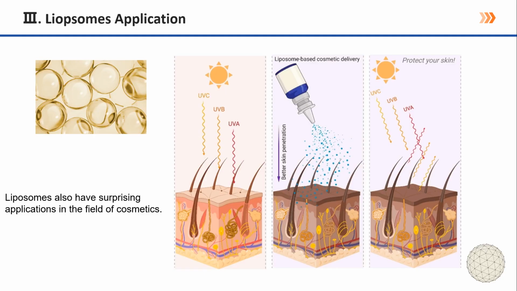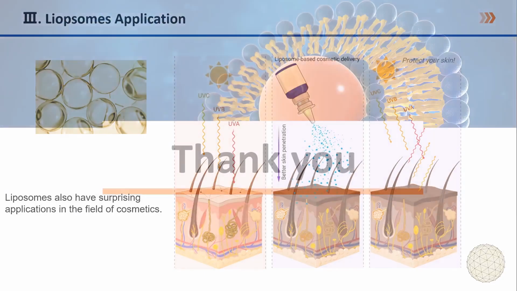It can wrap ingredients with sunscreen function inside and then form a protective film on the surface of the skin. When ultraviolet rays irradiate the skin, the sunscreen ingredients in the liposomes can effectively absorb or reflect ultraviolet rays, thereby reducing the damage of ultraviolet rays to the skin. In addition, liposomes can also be used to deliver other ingredients with skincare functions, such as moisturizers, antioxidants, etc., to provide all-round protection and care for the skin.